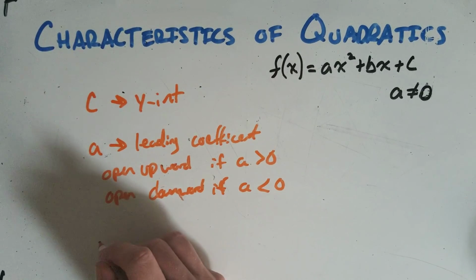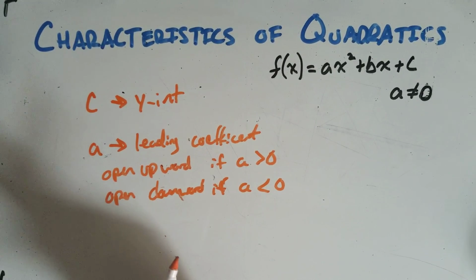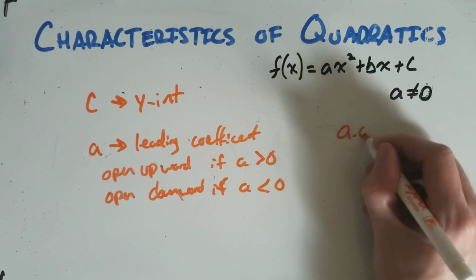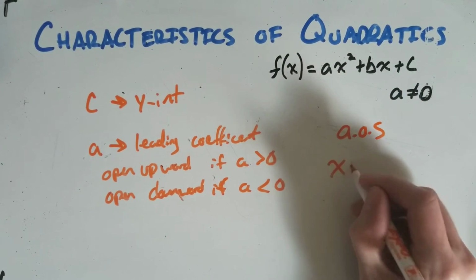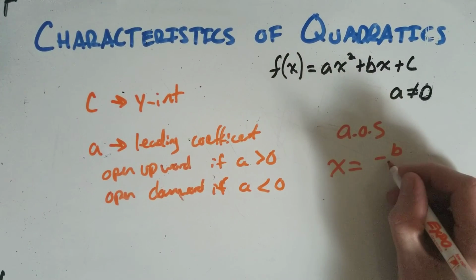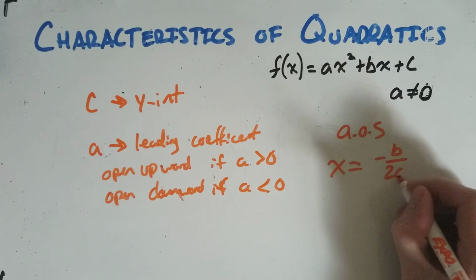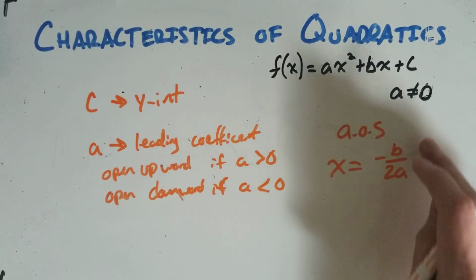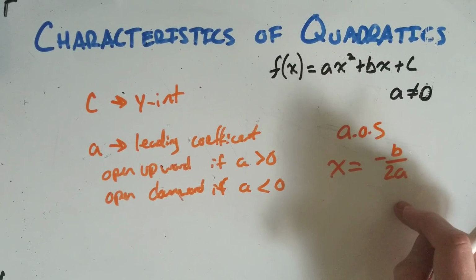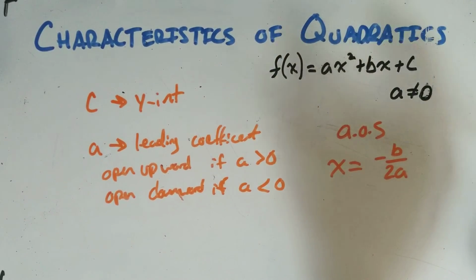And now our last thing is how to find the axis of symmetry. If we're in standard form, the axis of symmetry is always going to be x equals negative b, or the opposite of b, over 2a. If we plug in the opposite of b over 2a, that'll give us the equation for the axis of symmetry, which will help us find the vertex as well.